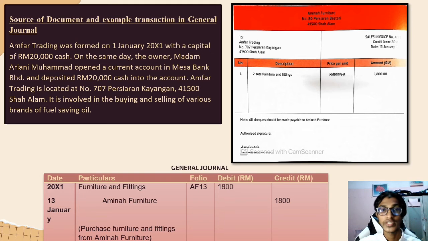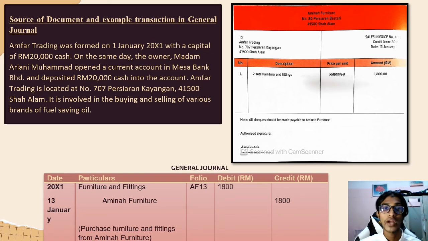So we record as shown below, which is first the date, and second particular, folio, debit, and credit. So that is 13 January 20x1, and the debit is furniture and fittings, and the credit is Amina Furniture. The debit is the total amount that we all can see, which is 1,800, and credit 1,800. And don't forget to write our narration for our transaction, which is purchase furniture and fittings from Amina Furniture.